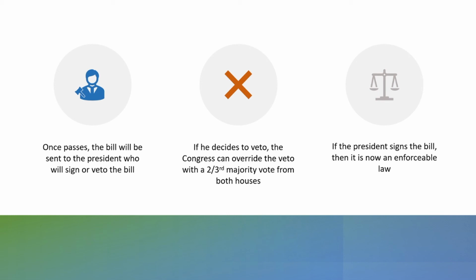Once a bill passes both houses, the bill will be sent to the president who will sign or veto the bill. If he decides to veto, then the Congress can override the veto with a two-thirds majority vote from both houses. If the president signs the bill, then it is now an enforceable law.